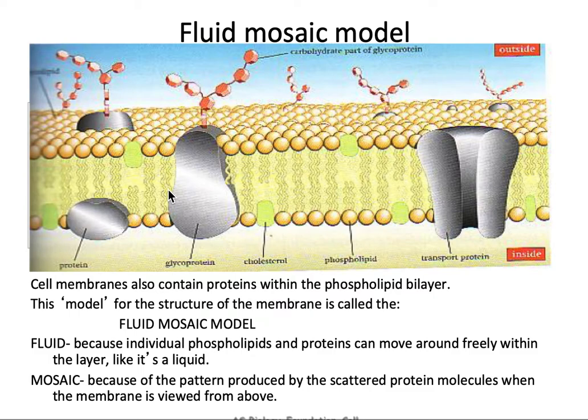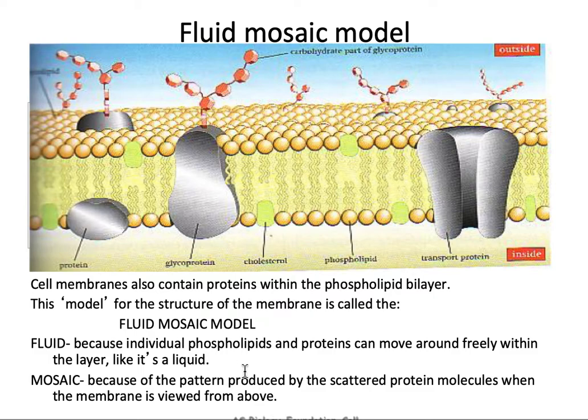Alright, so what is a fluid mosaic model? Let's firstly read this. Cell membrane also contains protein within the phospholipid bilayer. The model for the structure of the membrane is called the fluid mosaic model. Fluid because individual phospholipids and proteins can move around freely within the layer like it is a fluid. Mosaic because of the pattern produced by the scattered protein molecules when the membrane is viewed from above.